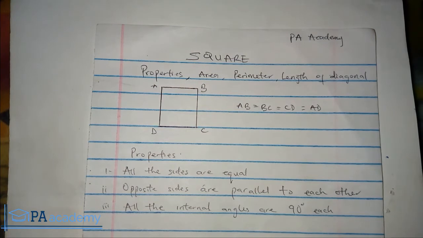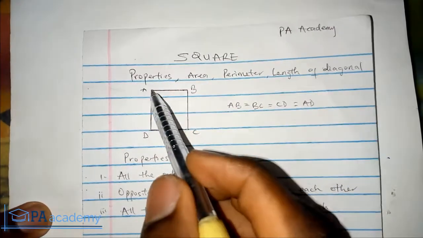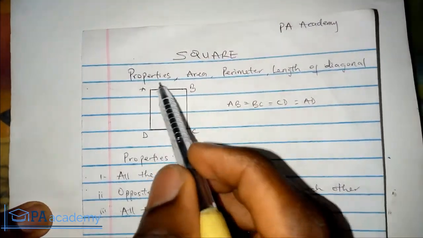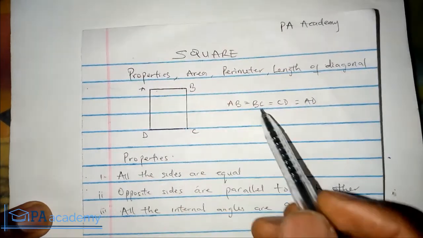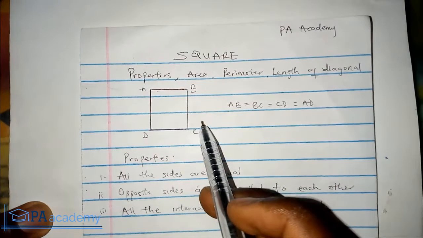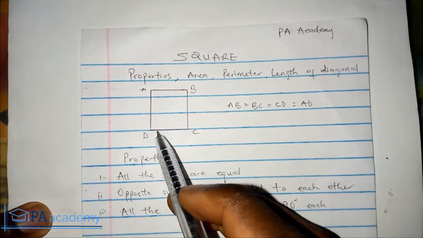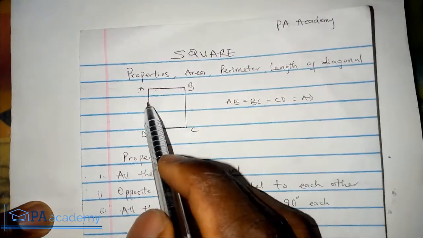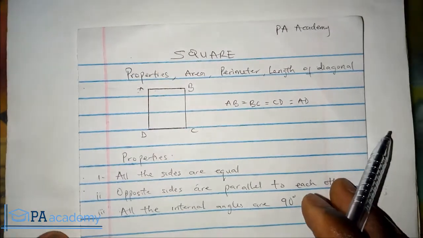So now when we talk about the square, this is how a square looks like. It's a four-sided shape with the four sides equal. This one is just a freehand sketch, but it's just to show you how a square looks like. All the sides of a square are equal. So let's take a look at the properties of a square.